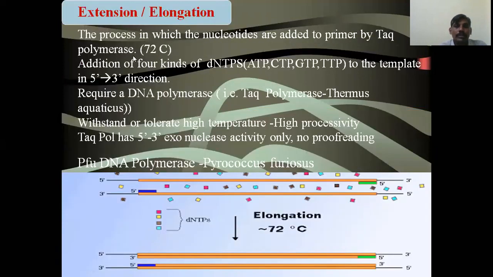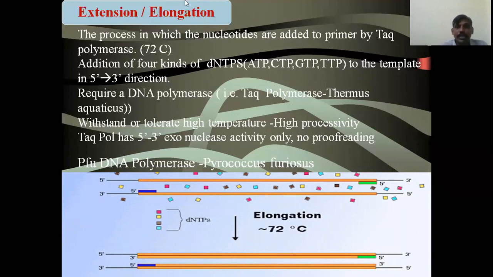Taq polymerase enzyme was discovered in a thermophilic bacteria that normally lives in hot springs, discovered in Yellowstone National Park. This Taq polymerase naturally withstands and tolerates high temperature conditions. That's why, in those conditions, the bacteria are able to replicate and produce new daughter cells. So that's why in the PCR technique we preferably use Taq polymerase enzyme, which is able to perform its activity at 70 degrees Celsius also.